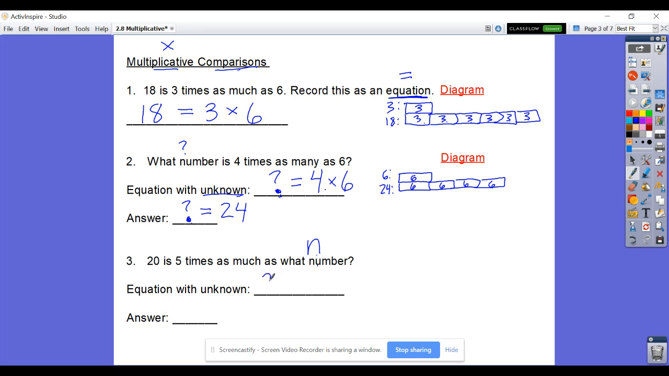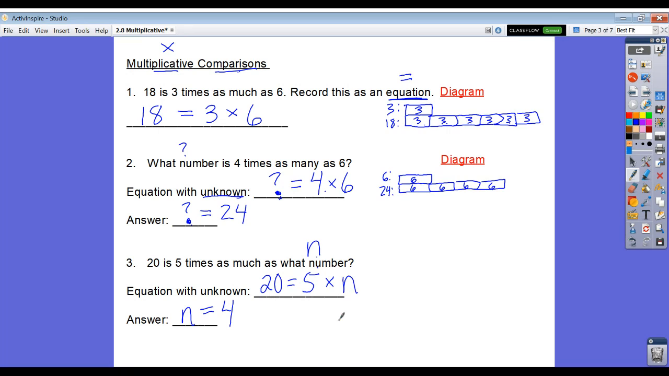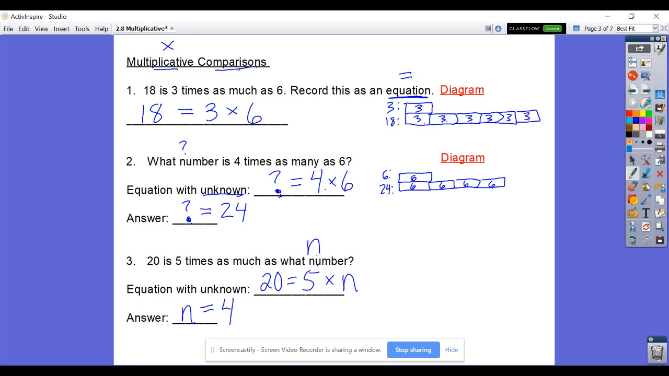So we're going to say 20 is 5 times as much as some number n. Okay, so now we have to figure out what times 5 would bring us back to 20. This is just like you were doing in the do now warm-up, right? What factor would go here? 4. And I'm going to be a real mathematician. I'm going to write n equals 4. Not just write 4, n equals 4. I'm showing I solved for my unknown.